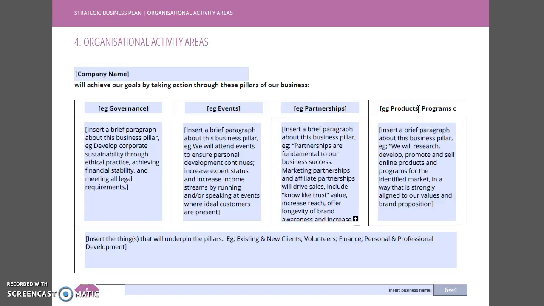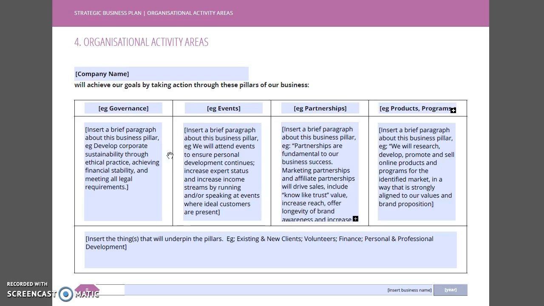And then the 4th one is the products or programs that your business is producing or distributing. And again, put a short paragraph in here. Now, underpinning all of that will be things like your clients or customers. Perhaps you have volunteers, the finance, personal and professional development, perhaps human resources. It might be property management or property ownership. So underneath all of your 4 business pillars, you will then have some of those underarching things that all businesses will have.